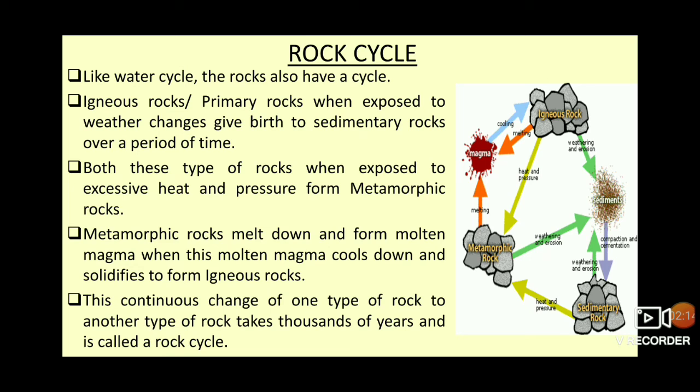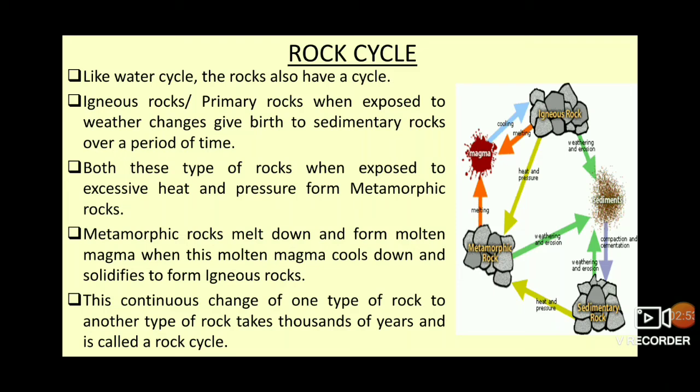You can see one diagram is given at the right hand side, which clearly shows what exactly the rock cycle is and how it is formed. So we'll discuss in detail. Like the water cycle, the rocks also have a cycle. So let's understand this. The change of one type of rock into another type under certain conditions in a cyclic manner is known as the rock cycle. And the rock cycle has neither a beginning nor an end. In this process, the matter of the Earth's crust is not lost.